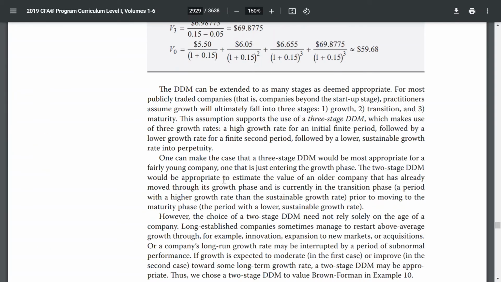The DDM can be extended to as many stages as deemed appropriate. For most publicly traded companies, practitioners assume growth will ultimately fall into three stages: growth, transition, and maturity. This assumption supports the use of the three-stage DDM, which makes use of three growth rates: a high growth rate for an initial finite period, followed by a lower growth rate for a finite second period, followed by a lower sustained growth rate into perpetuity. One can make the case that a three-stage DDM would be most appropriate for a fairly young company, one that is just entering the growth phase.